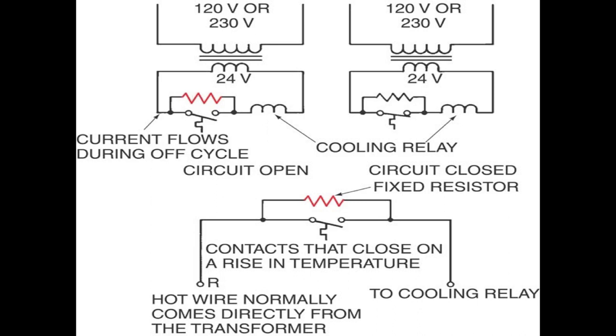close that cooling thermostat. Over here, the cooling thermostat is closed, while current takes the path of least resistance. There's less resistance through the thermostat than there is through the anticipator. So the anticipator gets no power. Okay, contacts that close on a temperature rise is what a cooling thermostat is.